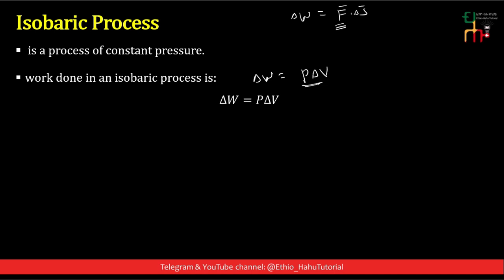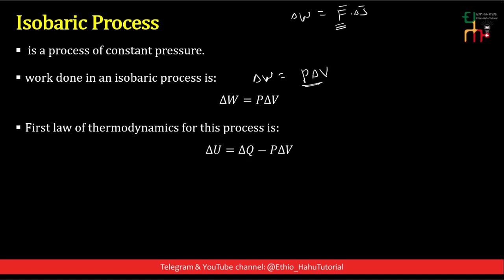Therefore, delta W is equal to P times delta V, and the first law of thermodynamics for this process looks like this: delta U is equal to delta Q minus P times delta V. This is the first law of thermodynamics for an isobaric process.